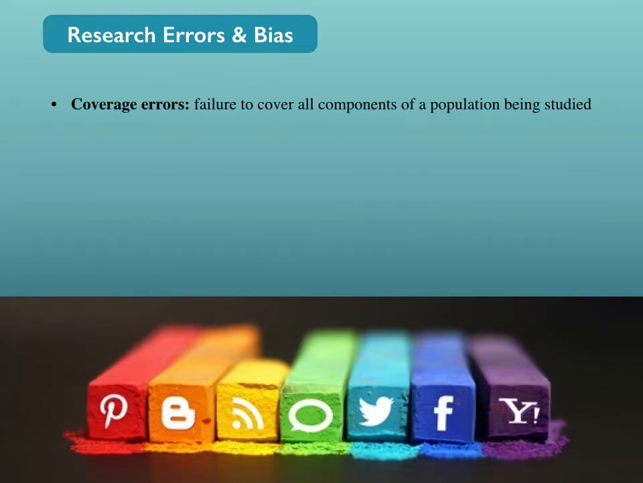So with all the different types of research and sampling, you still can have errors and biases. One of the errors is coverage errors. So I want to sample social media network sites, but I don't include Facebook. And this is the largest social media network site. So am I really including the correct sample to get effective results? So that's coverage errors.